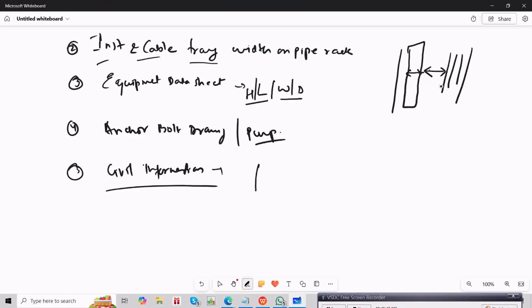Apart from this, piping will give input to civil about where we need a support. That is the output from piping.